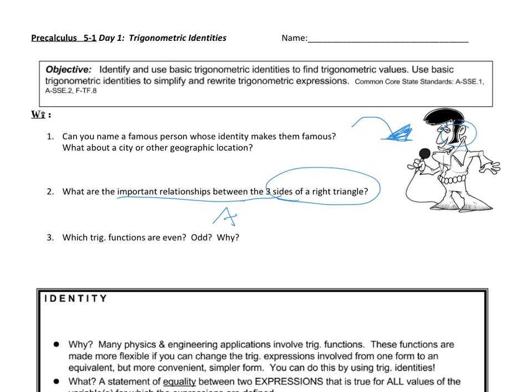One important relationship that we learned back in geometry that we associate with right triangles is a squared plus b squared is equal to c squared. That is an important relationship that we identify with right triangles.